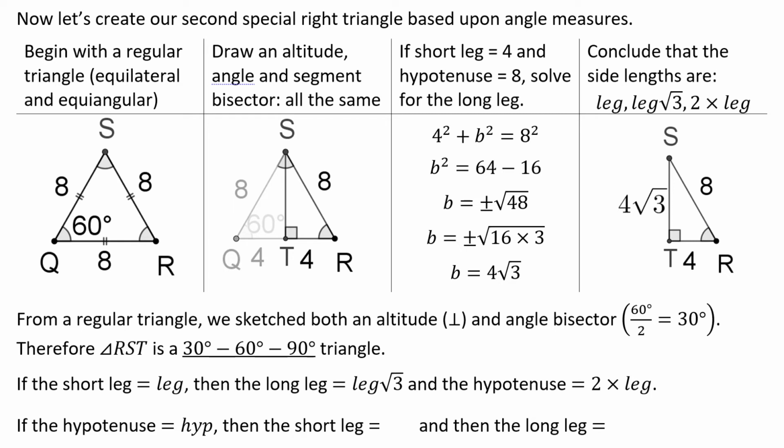It's also true we can work the other way. If we know that the hypotenuse is some value, then the short leg is going to be half of that, and the long leg is going to be that value, the hypotenuse divided by 2, times radical 3. Seeing it this way will help us a little bit more as we get into our trigonometry.